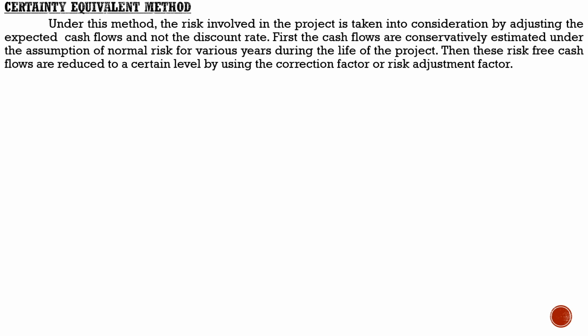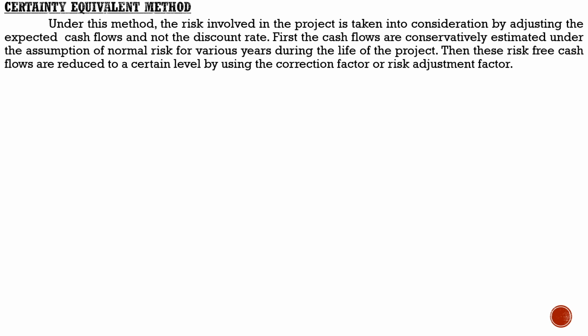First of all, the cash flows are conservatively estimated under the assumption of normal risk for various years during the life of the project. Then these risk-free cash flows are reduced to a certain level by using the correlation factor, otherwise known as correction factor or risk adjustment factor. The concept is that you will be given an investment plan where initial investment will be there and subsequent cash inflows will be there. So in this method, you will be given cash flows. You need to adjust the certainty equivalent factor with those cash flows.